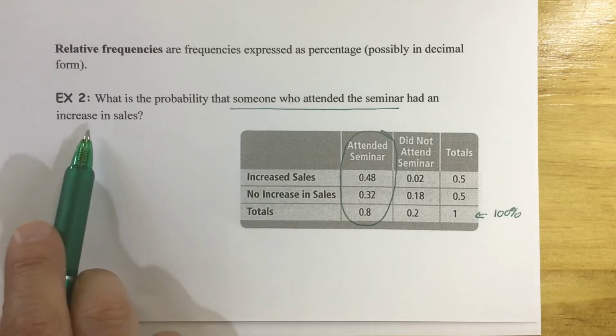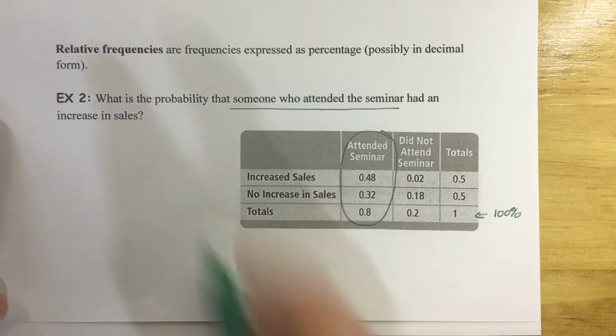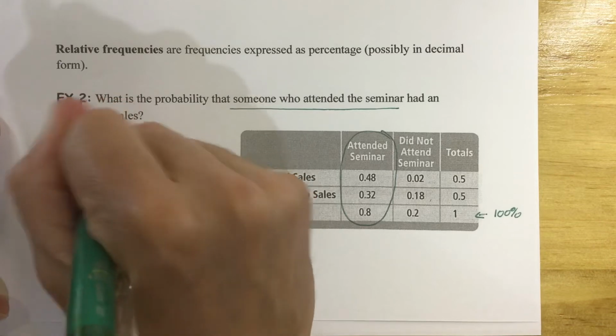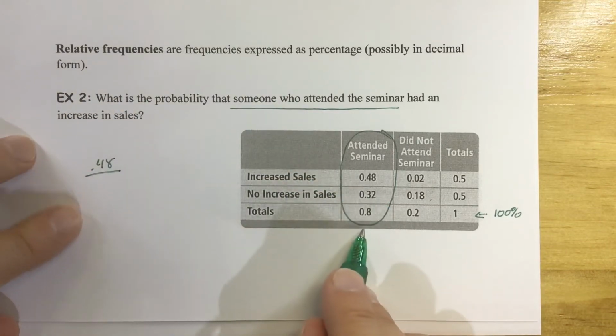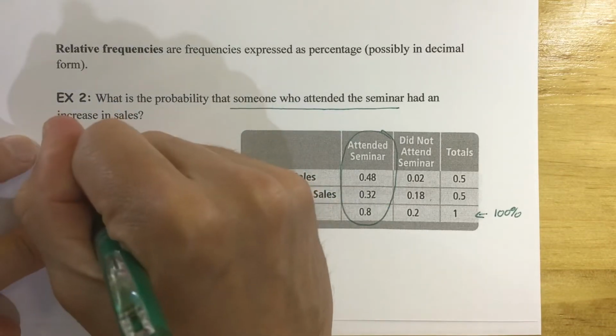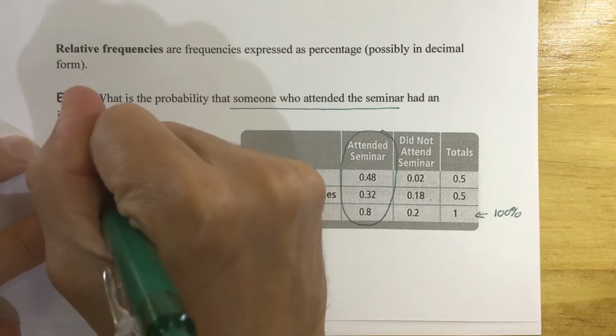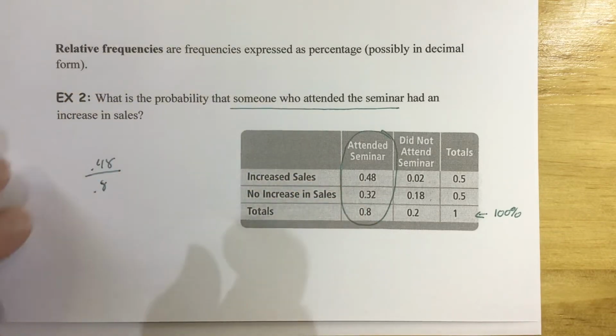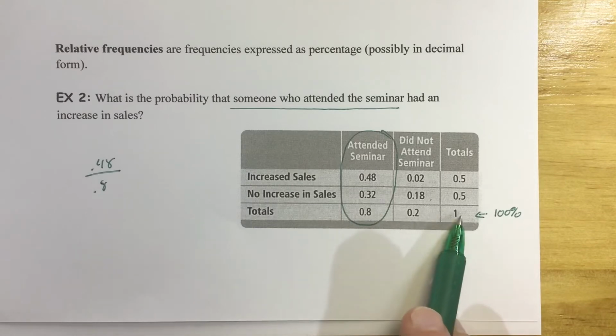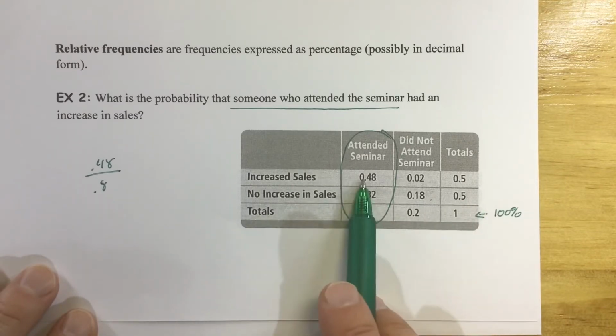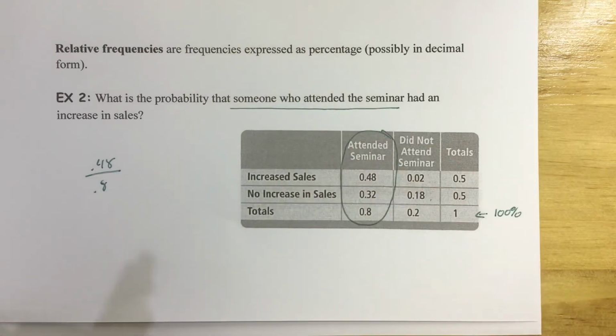Okay, so we want the increase in sales. That means we're going to take the 0.48, and that's going to get divided by the 0.8. Now, these might look a little bit unusual because they're not raw numbers here. It seems like we're already taking percentages and now we're dividing percentages, and that's true. But remember, if we knew the number of people who actually attended the seminar, you could multiply every number by that one and it would look just like the problem that we were doing beforehand.